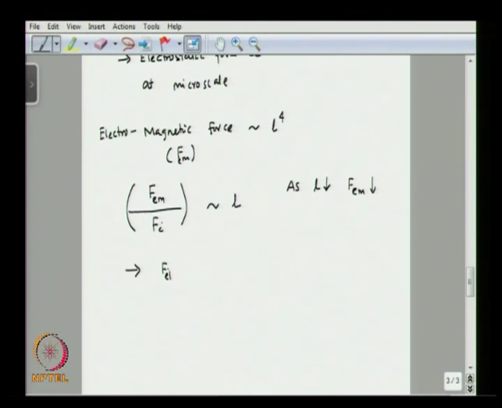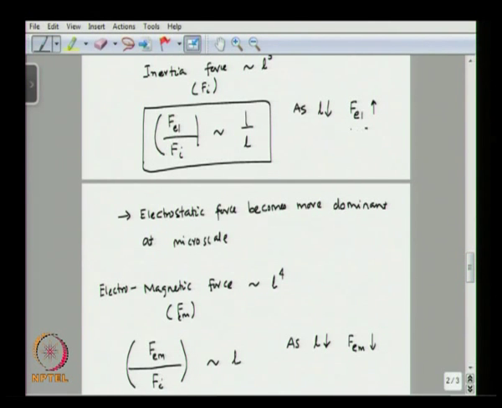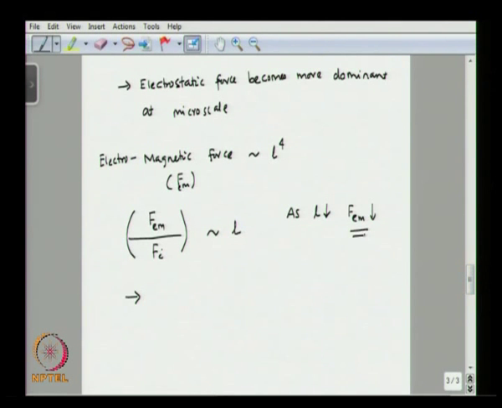We see here that the electrostatic force increases as the length scale reduces, whereas the electromagnetic force reduces as the length scale reduces. So what we can conclude is that this is the reason why electrostatic actuators are used in microsystems.